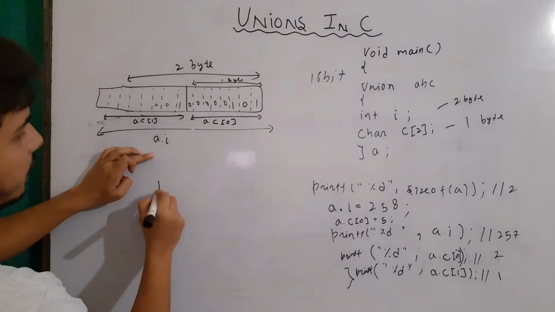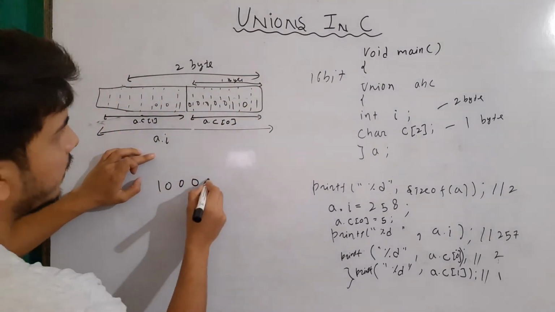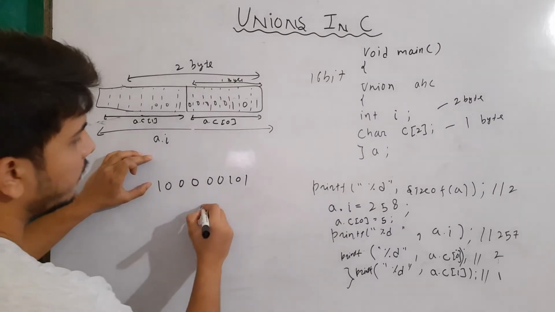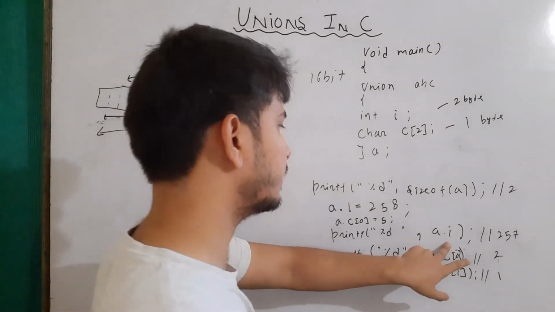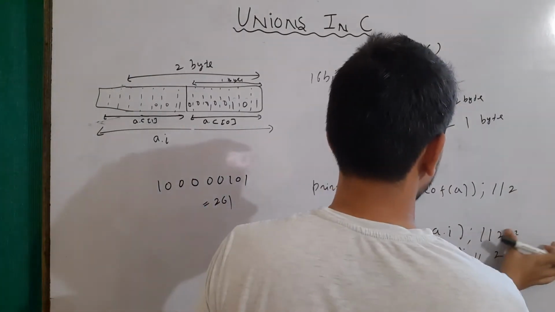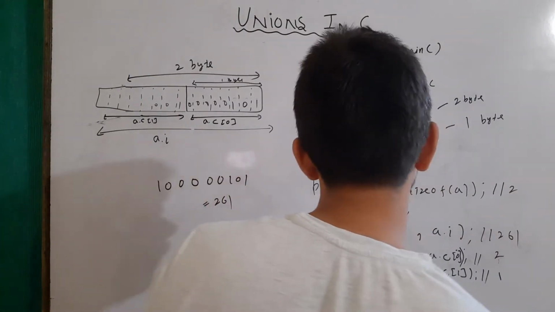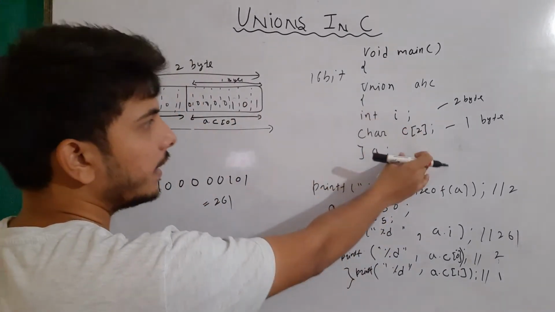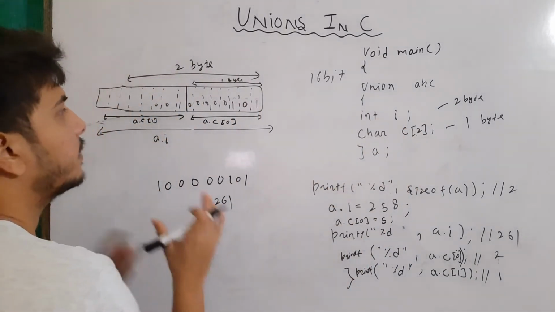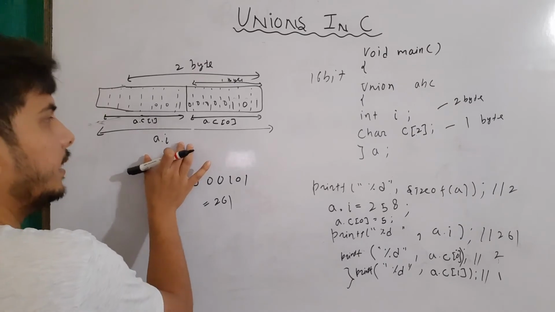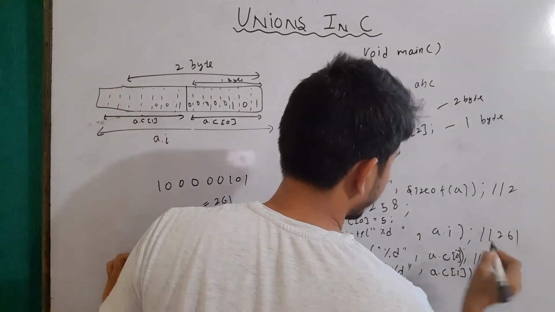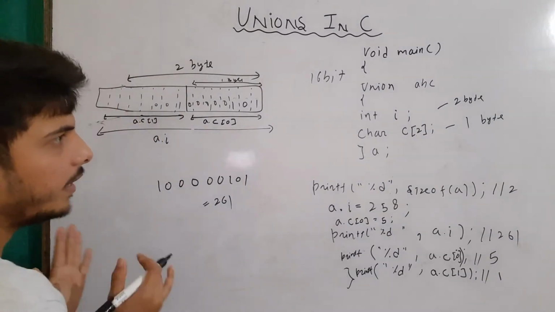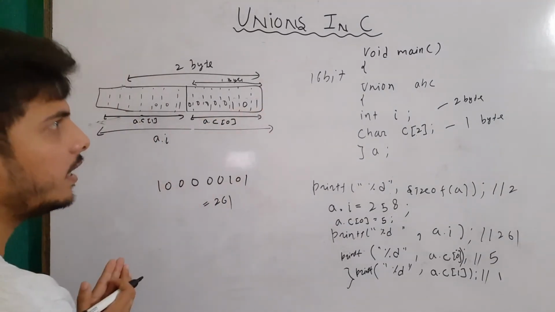So decimal will give me the decimal equivalent for these binary digits, which will be equal to 261. So now if I write printf of %d a.i, it will give me output as 261. Okay, so changing the data of one element will also affect the data present for the other element, right? And now a.c0 here will give me output as 5, right? Now you can predict what is happening when we are using unions.